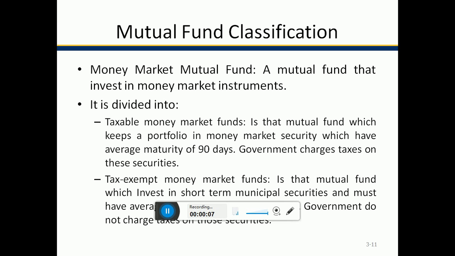In the previous class, we were discussing mutual fund types, as you can say, open-end fund types, and we discussed money market mutual funds.